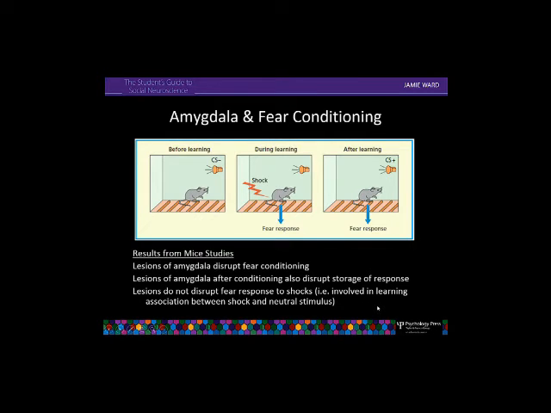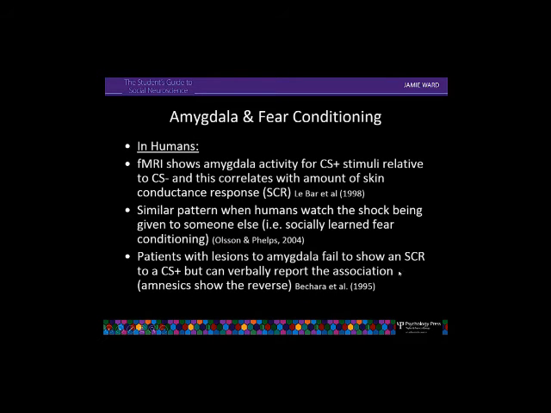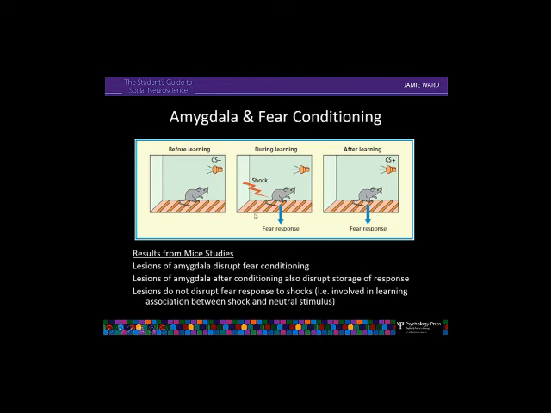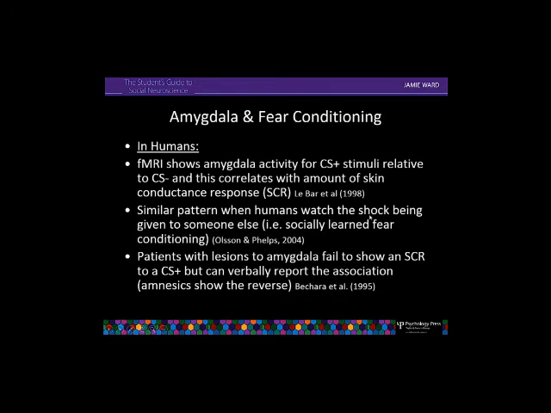The interesting thing in humans is that if you do fMRI, you can compare different sounds. You can have one sound that used to be predictive of a shock and one that isn't. So you can do this paired associate learning outside the scanner, and then you put people in the scanner and play them two different tones, one of which has been paired with the shock and one that hasn't. The tone that's been paired with the shock will activate the amygdala, and a skin conductance response or a sweating response, and the two are correlated.